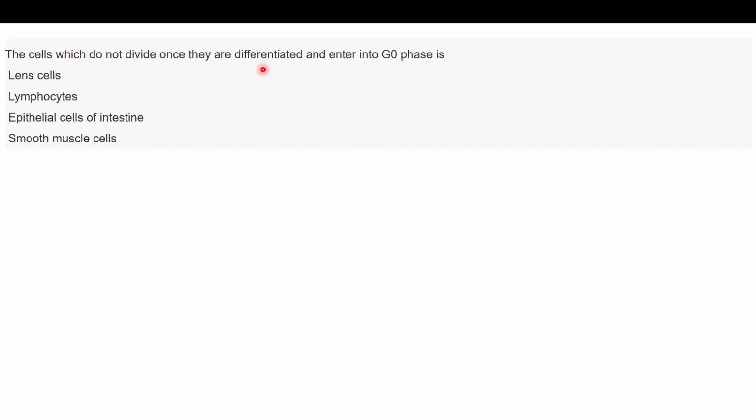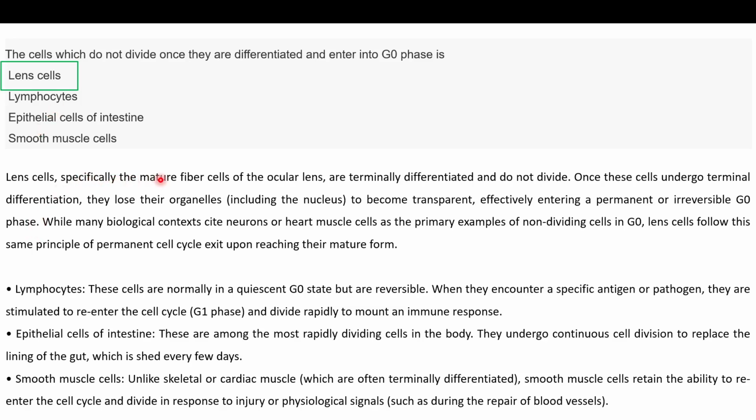Now, the cells which do not divide once they are differentiated and enter into G0 phase are the lens cells. Okay, so lens cells, specifically the mature fiber cells of the ocular lens, get terminally differentiated and do not eventually divide. Once these cells undergo terminal differentiation, they lose their organelles to become transparent, effectively entering a permanent, irreversible G0 phase. While many biological contexts cite neurons or heart muscle cells as the primary examples of non-dividing cells in quiescence, lens cells follow the same principle of permanent cell cycle exit upon reaching their mature form.